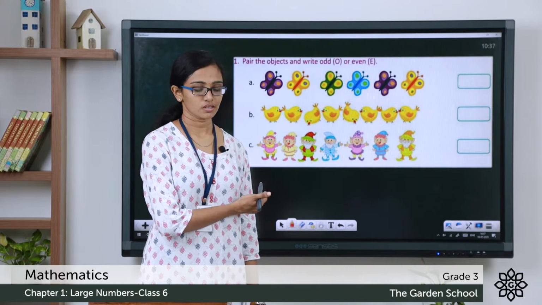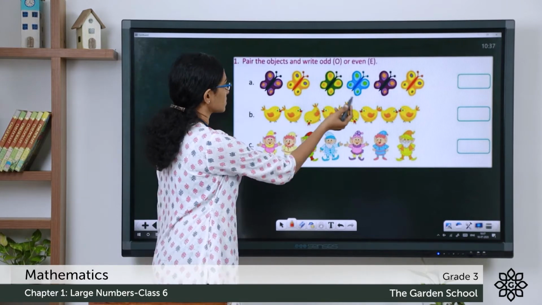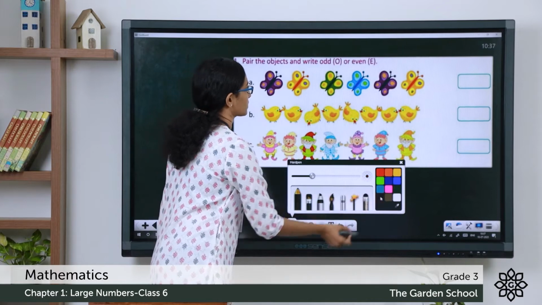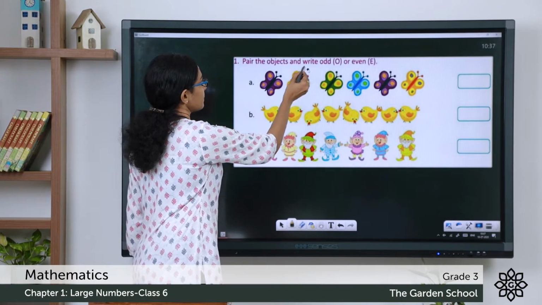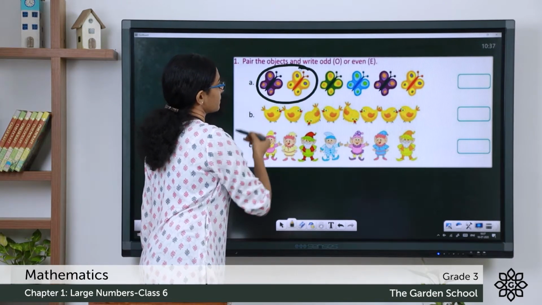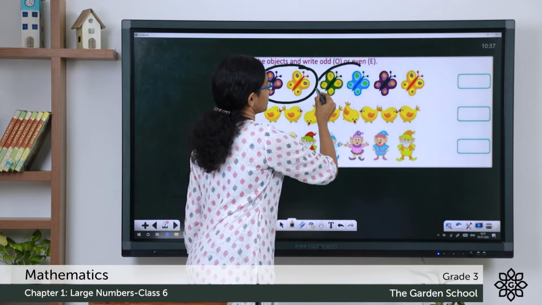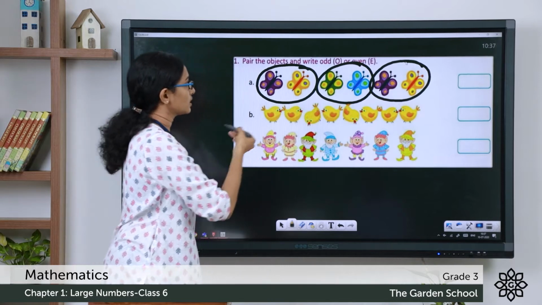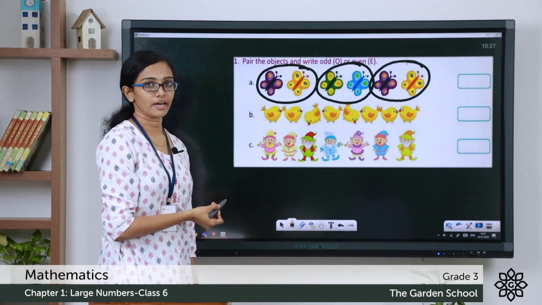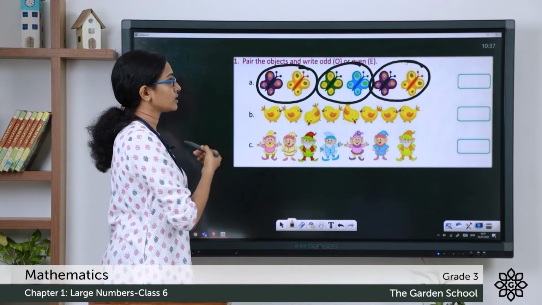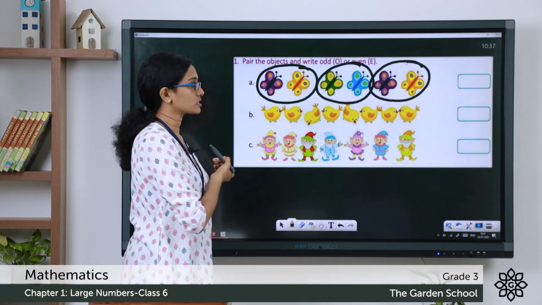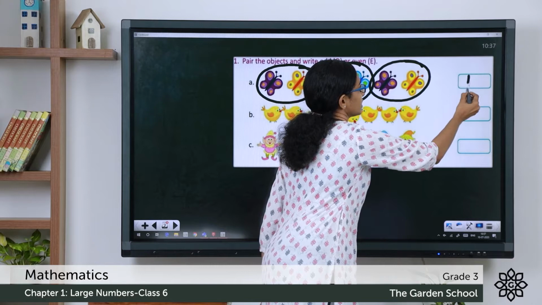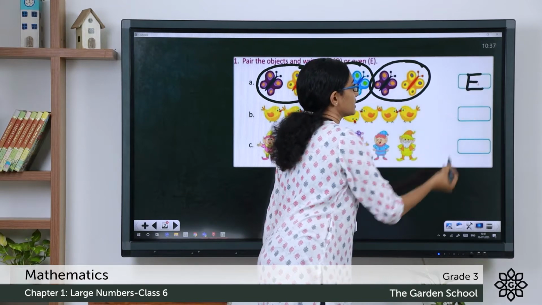You see this picture in your textbook? See the first set of pictures. Let's try pairing these pictures. So let's circle them. See, here each object has got a pair. So we have divided them into equal groups of 2 each. So it's an even number. So we have to write E for even here.